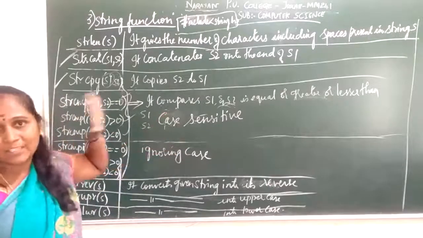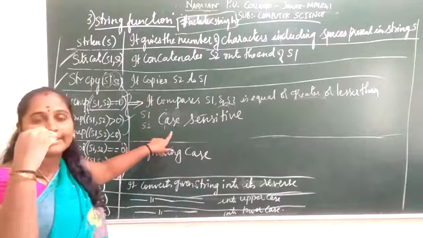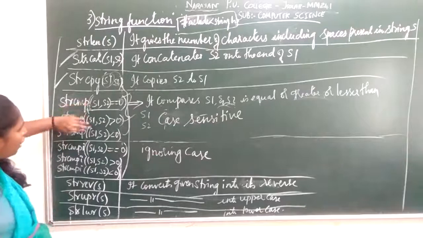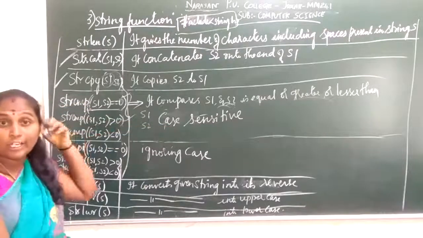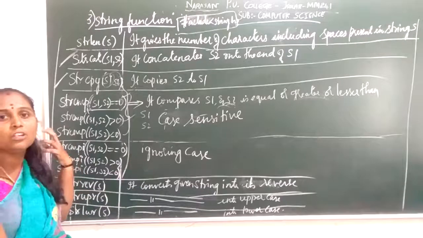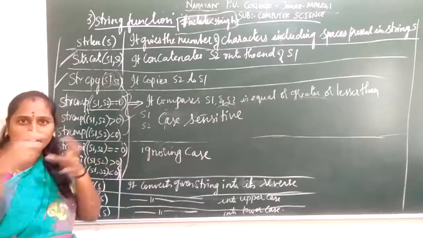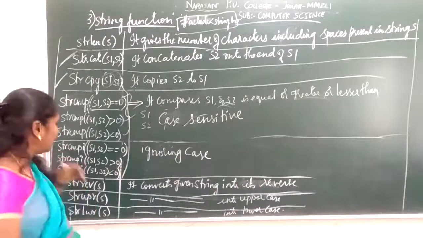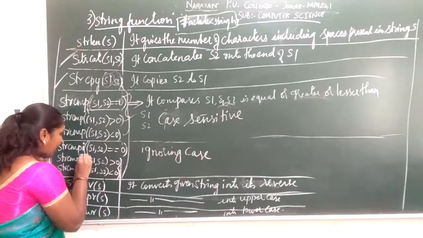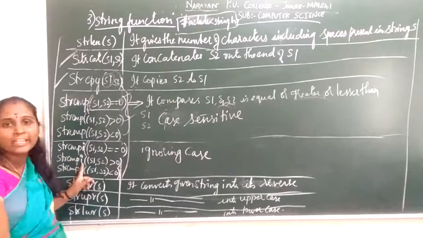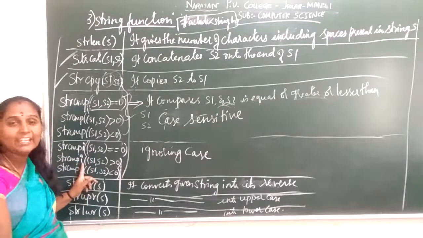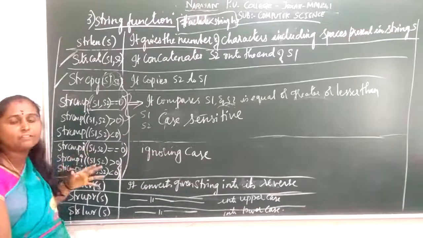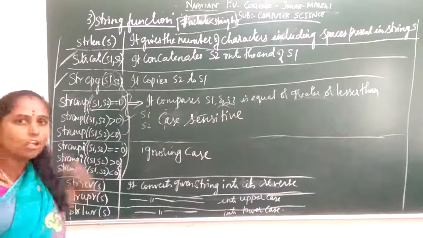I have already told you C++ is case sensitive. It will treat lower case as different and upper case as different. So if you want to ignore the case, whether the characters are typed in upper case, that is capital letters, or small case, then you include the I, indicating it is going to ignore the case. Here it is case insensitive. It does not matter whether the string is written in upper case or lower case.